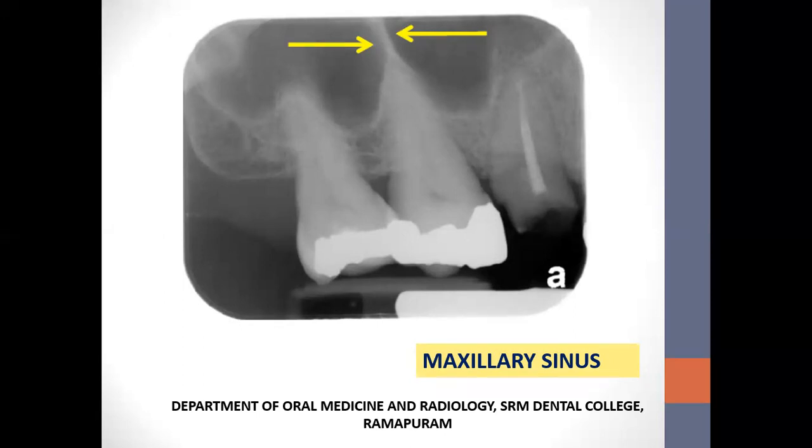The sinus is considered as a three-sided pyramid with its base, the medial wall, adjacent to the nasal cavity, and its apex extending laterally into the zygomatic process of the maxilla. Its three sides are the superior wall forming the floor of the orbit, the anterior wall extending above the premolars, and the posterior wall bulging above the molar teeth and the maxillary tuberosity.